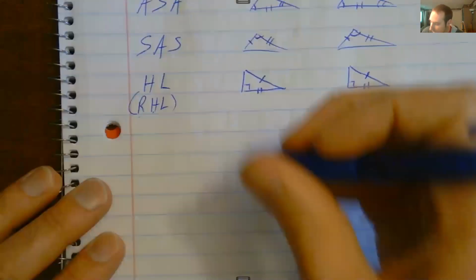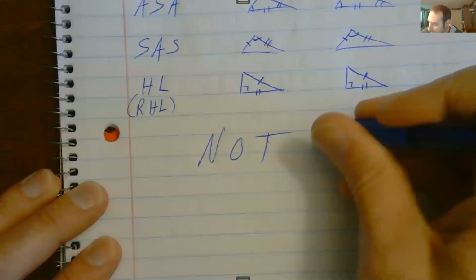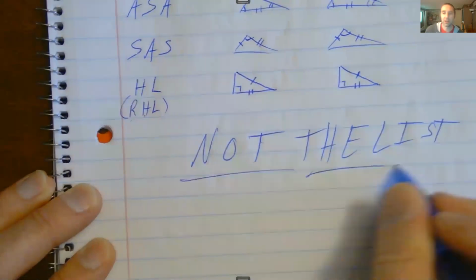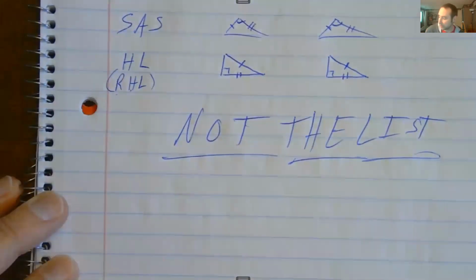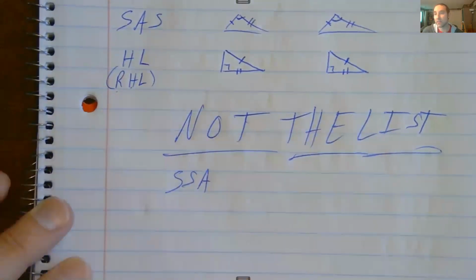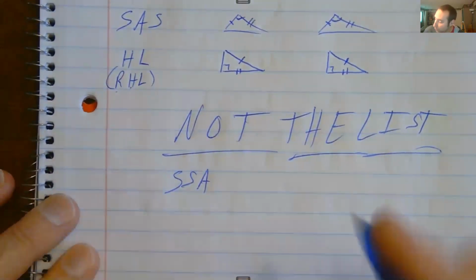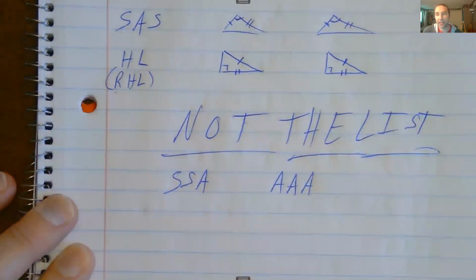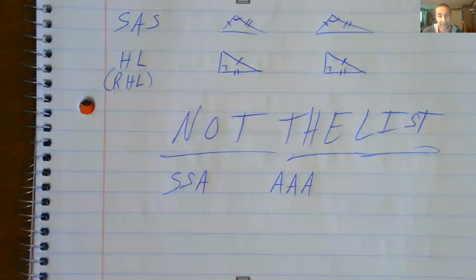So here we go. Here is not the list. And we found some things that made it onto not the list. Here it is. What we just described, side, side, angle, is on the not the list. We also found that angle, angle, just having angle, or maybe even angle, angle, angle, did not work. That is on not the list as well.